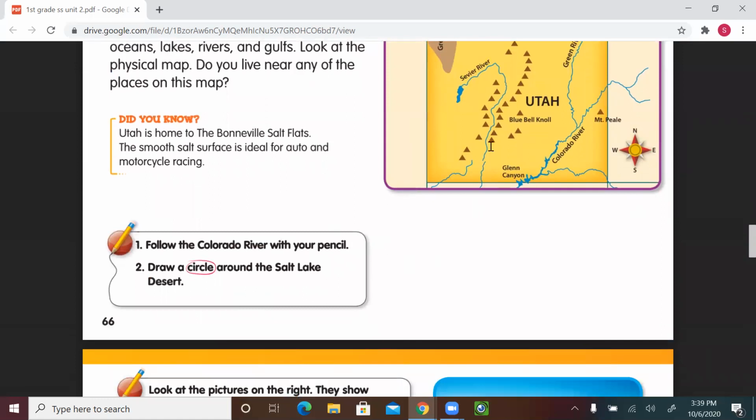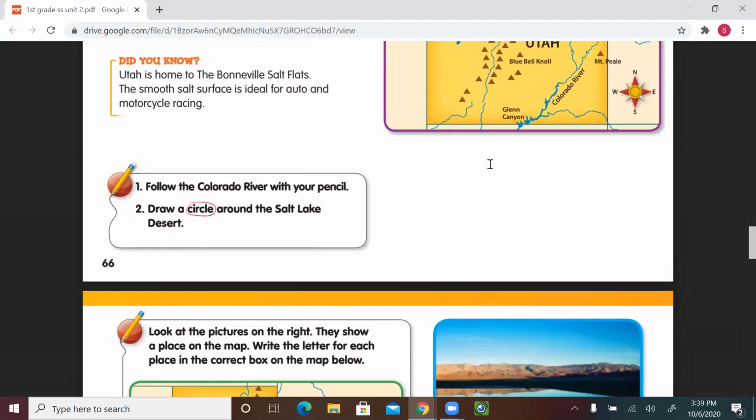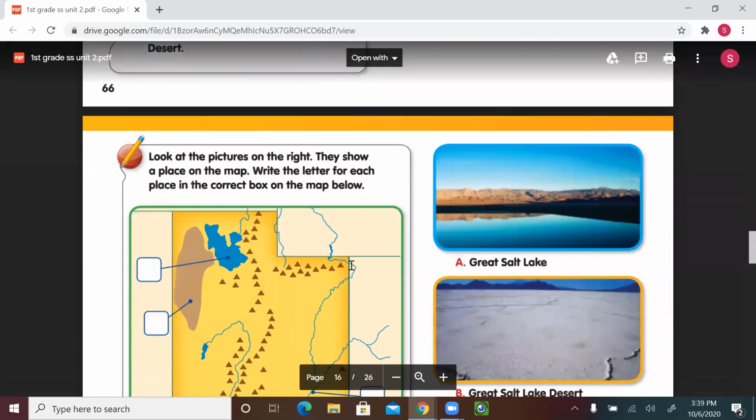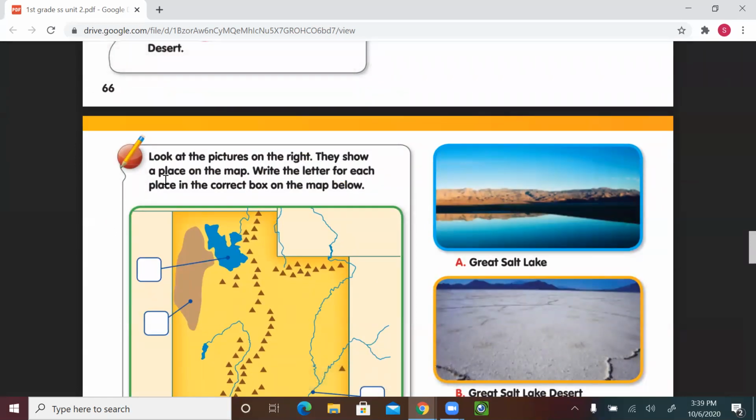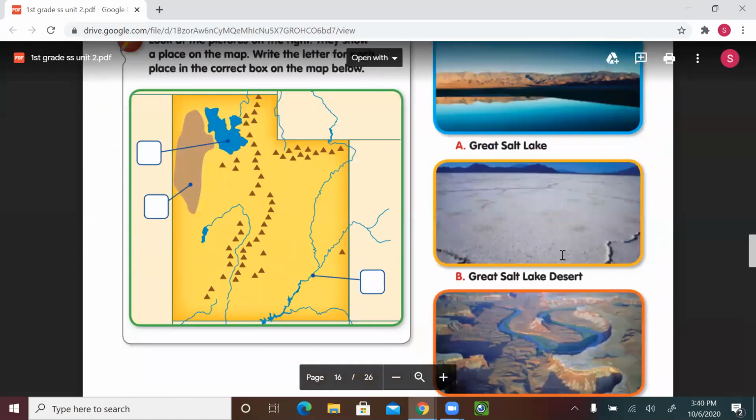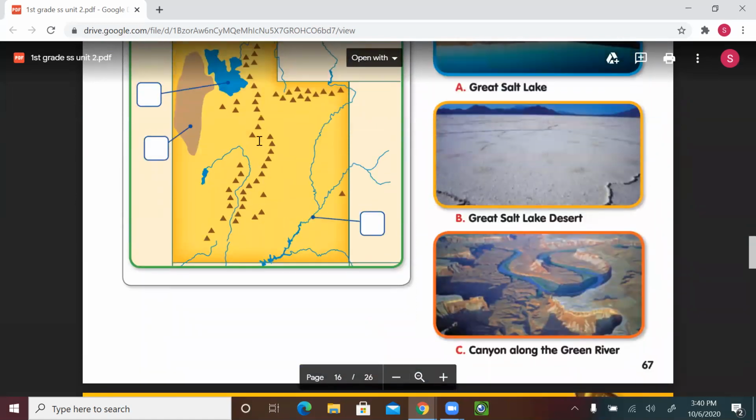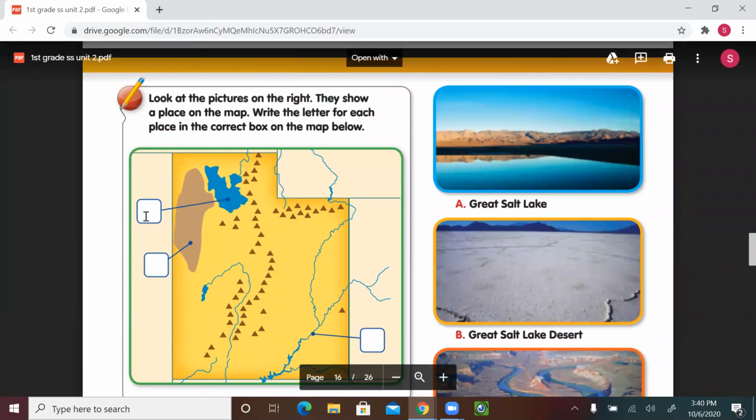All right, I would like you to keep this page handy because it will help us answer the exercise on page 67. So let's read. Look at these pictures on the right. They show a place on the map. Write the letters for each place in the correct box on the map below. So this is the Great Salt Lake, and this is the Great Salt Lake Desert, and this is a canyon along the Green River. We need to find the location on this map, and in these empty boxes we will be putting either A, B, or C.